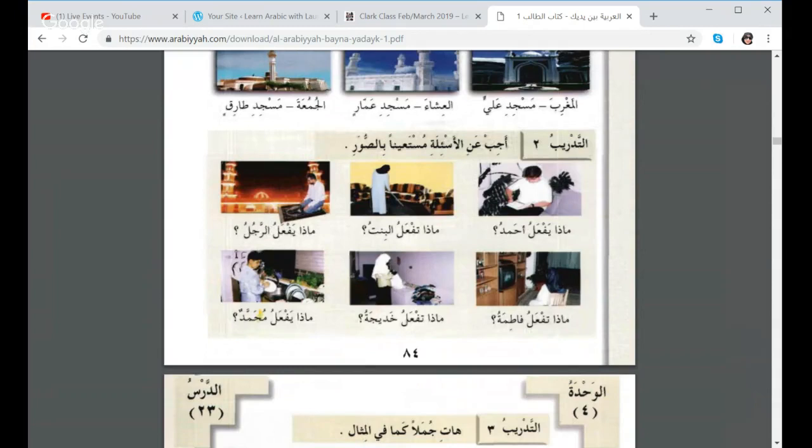And Kim, the last one. Matha yafalu Muhammadun? He's washing the dishes. How do we say he washes? Yaksalu. And then who are we talking about? Muhammadun. How do we say the dishes?